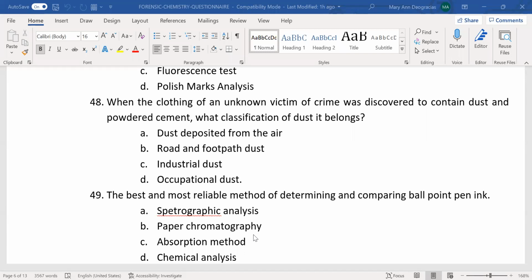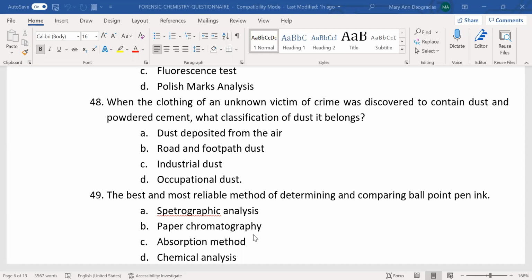Although cement is from industry, the most important classification of dust which is usually connected in crime investigation, and which gives the investigators a lead, is the occupational dust. The industrial one, not so much.